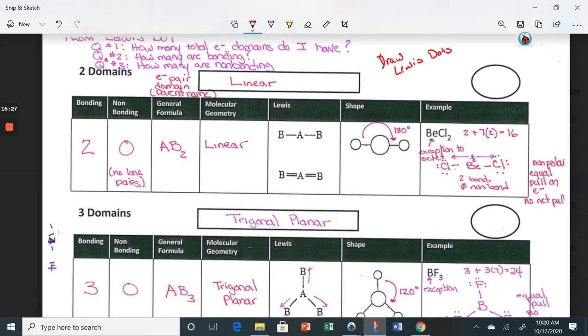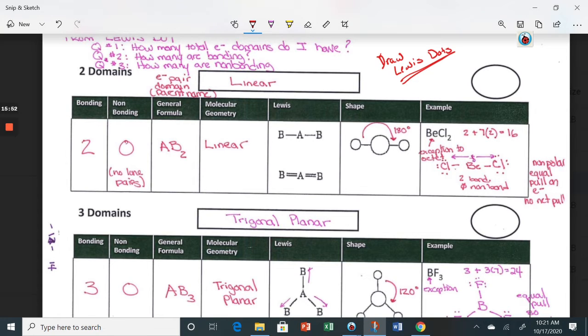Right? So we have these domains that are based on the number of bonding pairs. If you draw the Lewis dot, then you go back and you look at these following 3 questions. How many total domains do I have in the Lewis dot? Total. How many bonding pairs? I shouldn't say bonding pairs. How many bonding areas and how many non-bonding areas? And then you break it down.